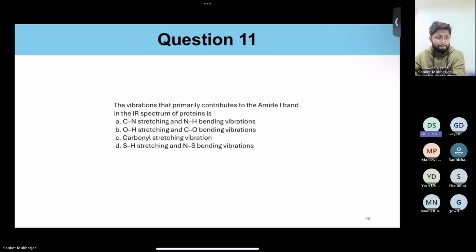Answer A, CN stretching and NH bending vibration. I did not get you. Please, would you please repeat? Answer A, CN stretching and NH bending vibration. CN and NH actually they contribute, but the major one here is carbonyl stretching.